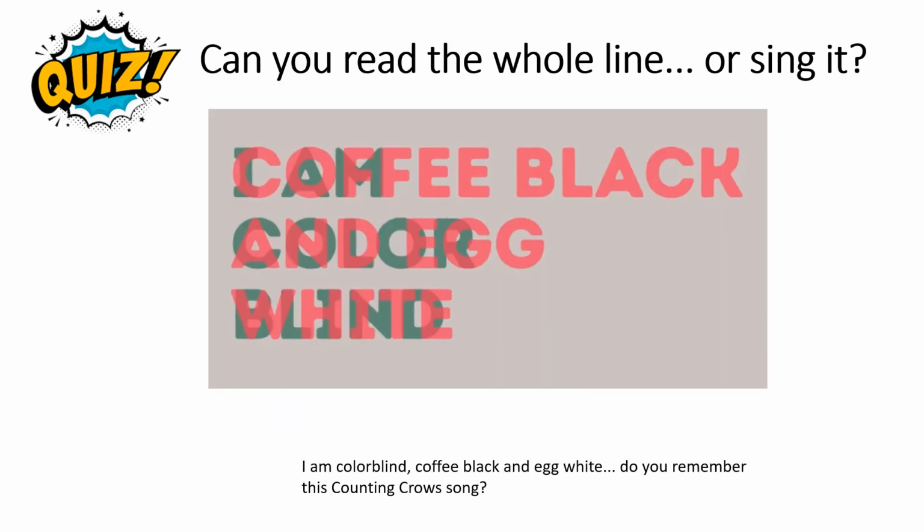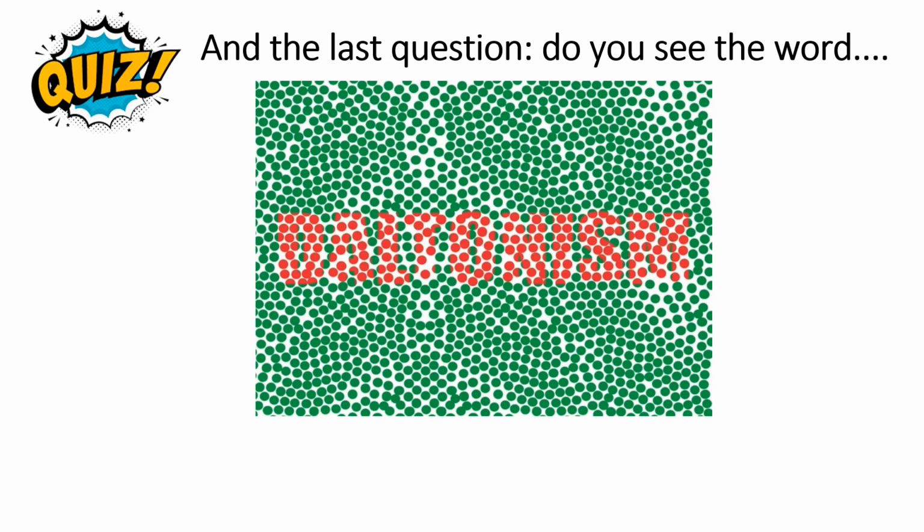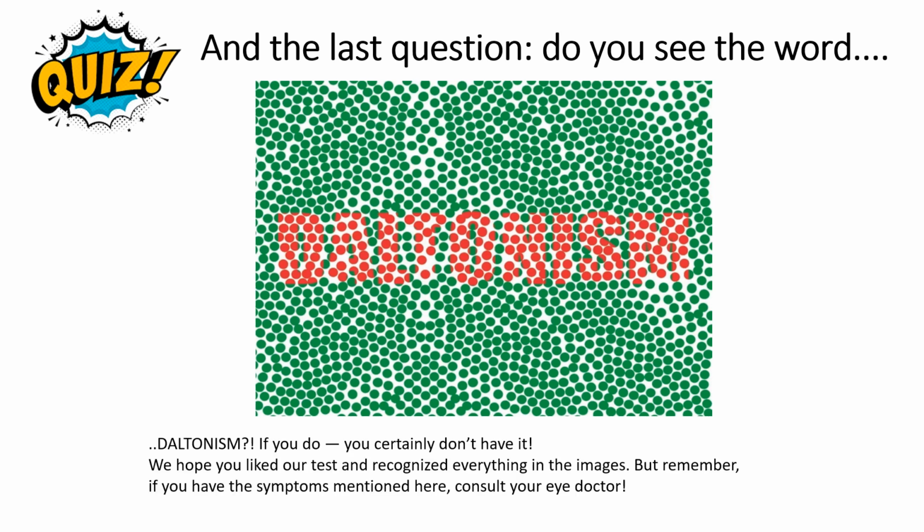Can you read the whole line, or sing it? I am colorblind, coffee black and egg white. Do you remember this Counting Crows song? And the last question, do you see the word? Daltonism. If you do, you certainly don't have it. We hope you liked our test and recognized everything in the images. But remember, if you have the symptoms mentioned here, consult your eye doctor.